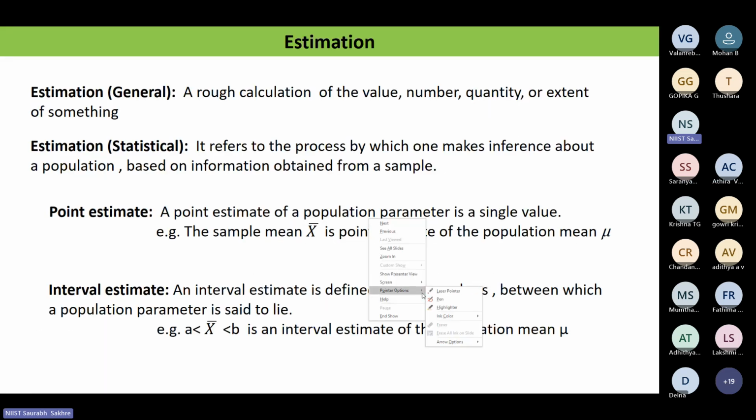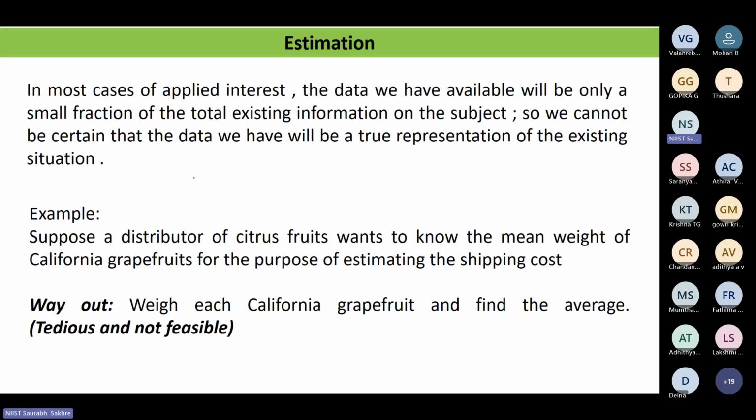Up to this point, I showed you how we will interpret the standard normal distribution, and I also gave a brief of what estimation means. Now we will go ahead with some examples of estimation. I'll read the line: in most cases of applied interest, the data we have available will be only a small fraction of the total existing information on the subject. And quite rightly so.